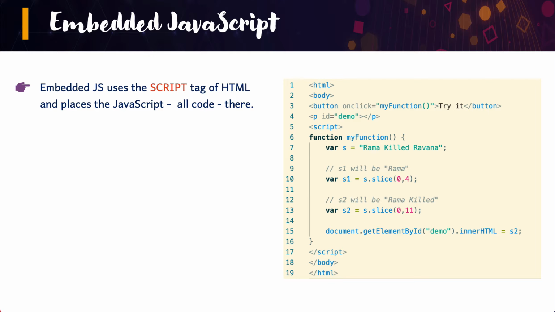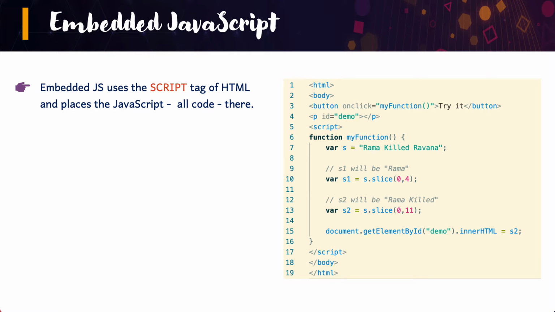Now let's look at the right hand side. It's a complete HTML file given for illustration purposes. What JavaScript code did we write? We wrote one function called my function. It will try to do some slicing operation on a string and then update the document with the result slice. Line number 6 to line number 16 is the JavaScript code that we have written.